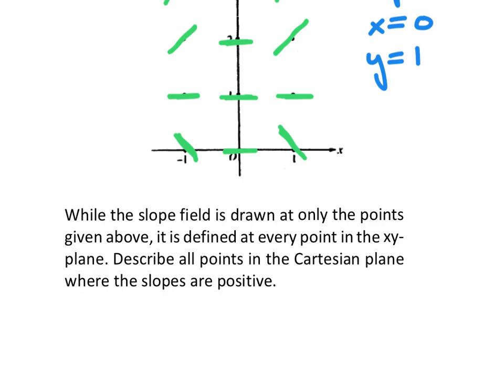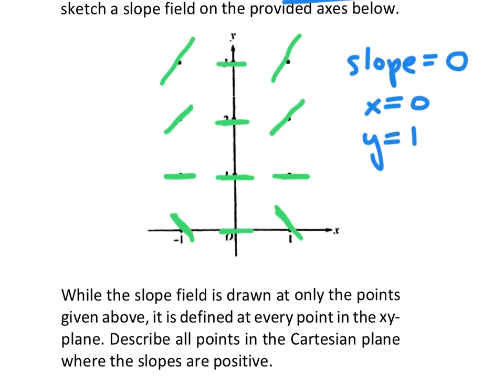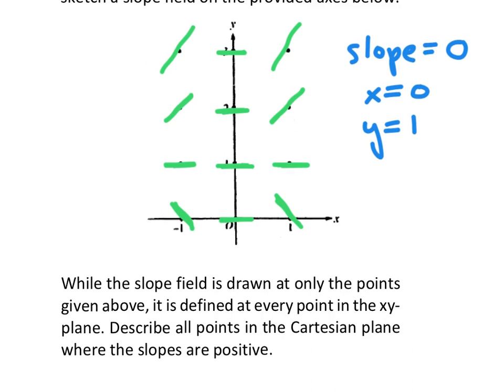So what this is telling me is, even though I only have slope lines drawn where I have the 12 points here, it's actually defined everywhere on the graph. And so that means everywhere, for every x and y value, I can draw a little slope line. So if I'm trying to describe all the points in the Cartesian plane where the slopes are positive, then I need to look at this graph and try to figure out, okay, what's the pattern of why these points are positive and the others are not? And then once I figure out that pattern, that would be my answer for that question.